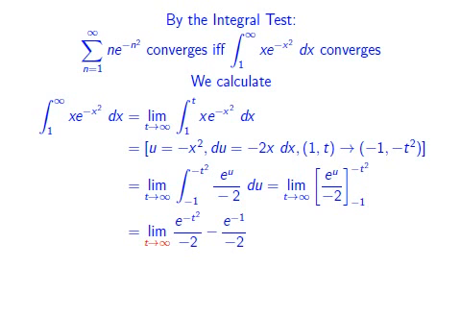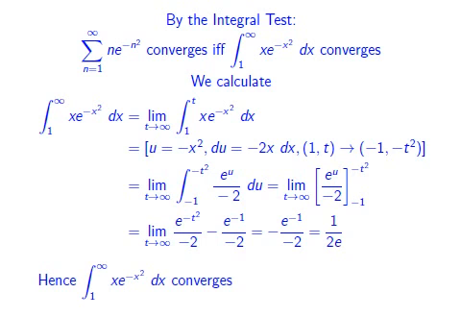As t tends to infinity, minus t square tends to minus infinity. That means e to the minus t square tends to 0. In particular, our limit simplifies to 1 divided by 2 times e. Overall, we have found that the integral has a finite answer, which means that the integral converges. Therefore, by the integral test, our series must converge.